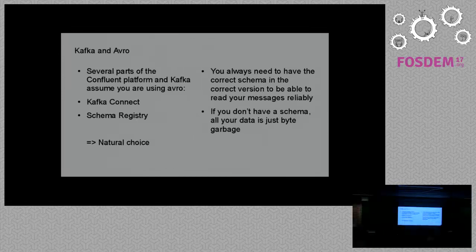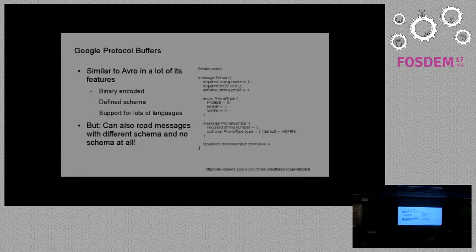And this is where Google Protocol Buffers come in. It's very similar to Avro in a lot of features. It's a binary message. It has a defined schema. It has support for lots of languages to read and write protobuf messages. But a big difference is that you can also read these protobuf messages with a different version of the schema, or even with no schema at all. You can get quite some information out of it.